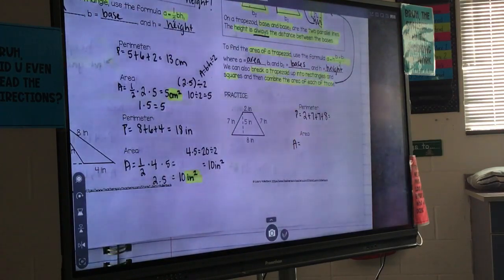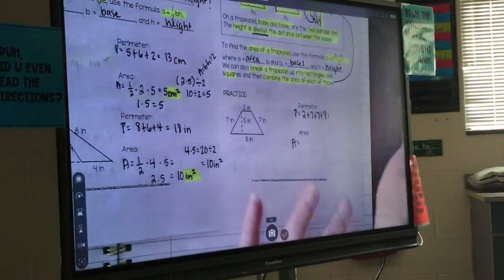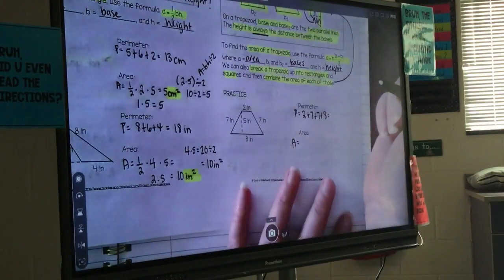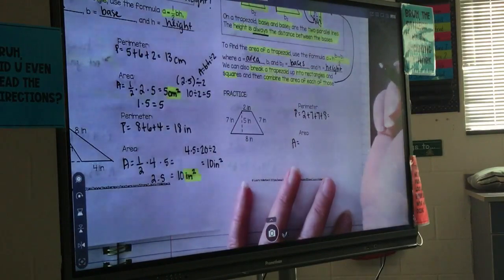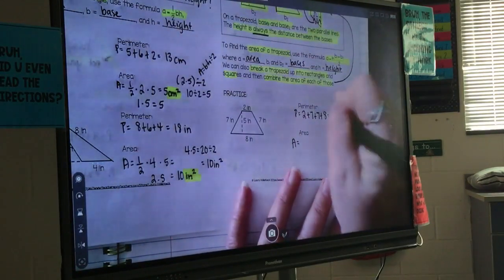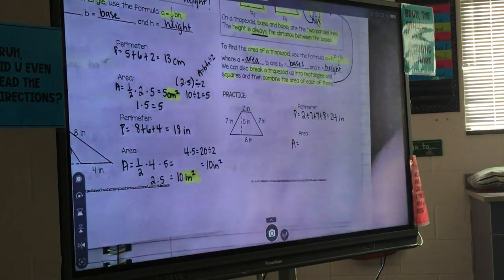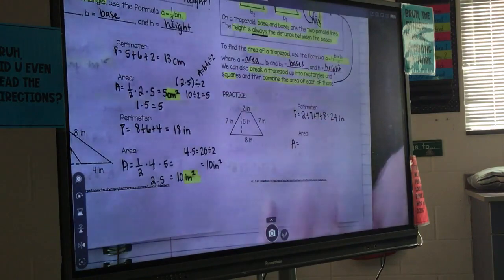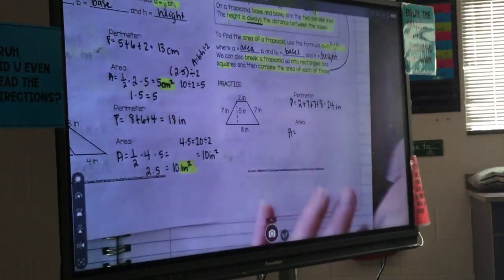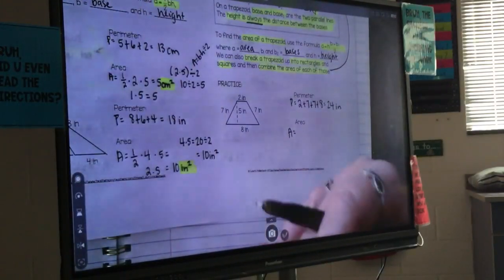All right, so what is 2 plus 7 plus 7 plus 8? 2 plus 7 plus 7 plus 8. 24 inches. Perfect. All right, now this is where the area formula comes in, and it's a little bit difficult. So let's talk about this first.